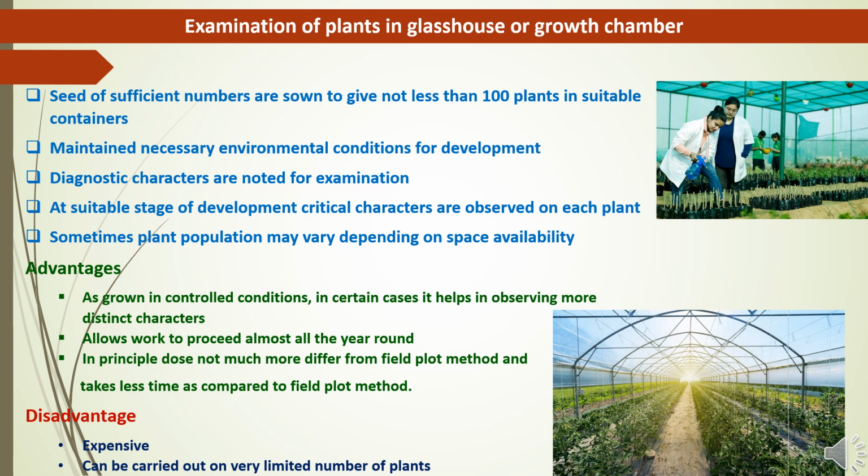There are some advantages of this method, as the crops are grown in controlled conditions. In certain cases, it helps in observing more distinct characters and allows work to proceed almost all the year round. And in principle, this method does not differ much from the field plot method and takes less time as compared to the field plot method. And there are some disadvantages also, like it is very expensive and it can be carried out on only a very limited number of plants.